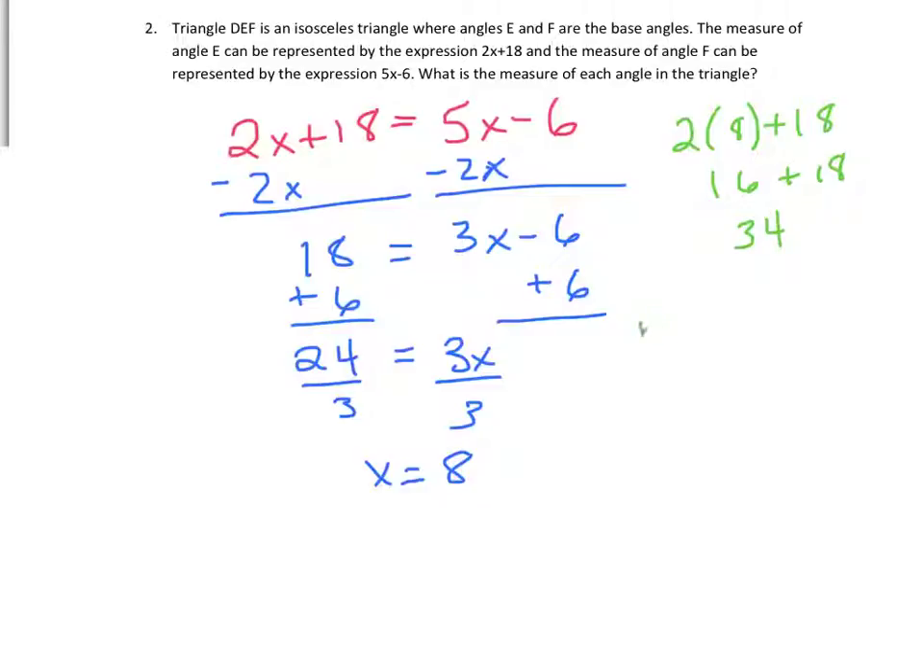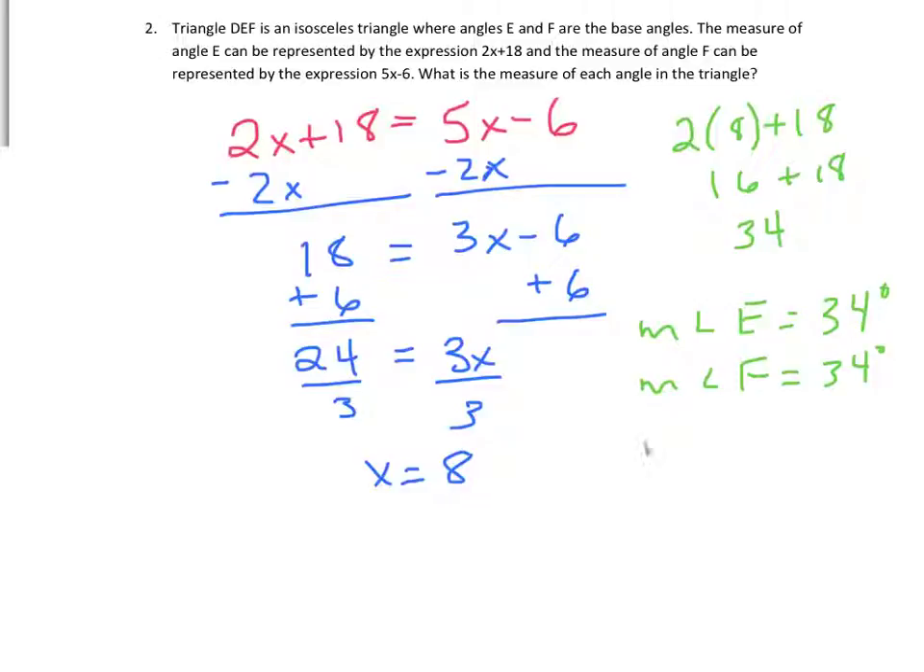So the measure of angle E is 34 degrees. Now we could check also that 5 times 8 is 40, minus 6 is 34. So that was just a quick check. So the measure of angle F, also 34 degrees.